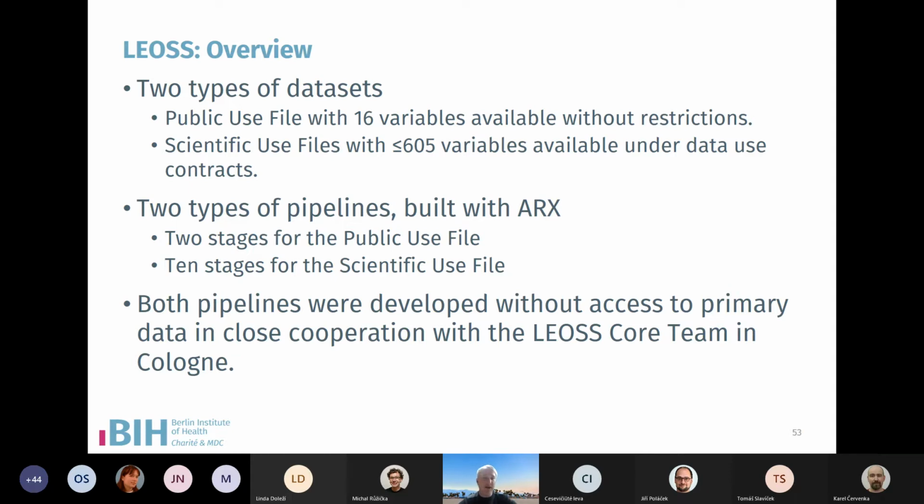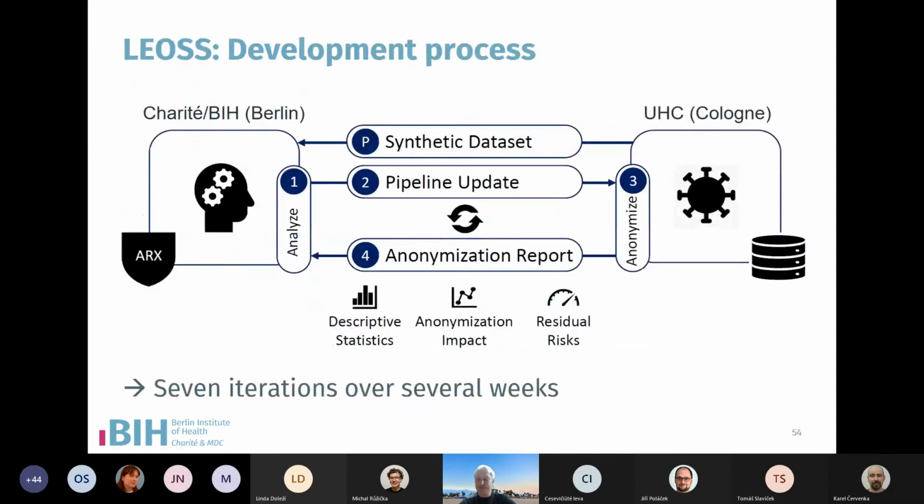Now, this pipeline, for both files, has been built with ARX. And what is also interesting here is that we did this without ever seeing the data. And this can also be done. It's of course a little bit complex, but in this case, there was no legal basis for us seeing the data from the registry.